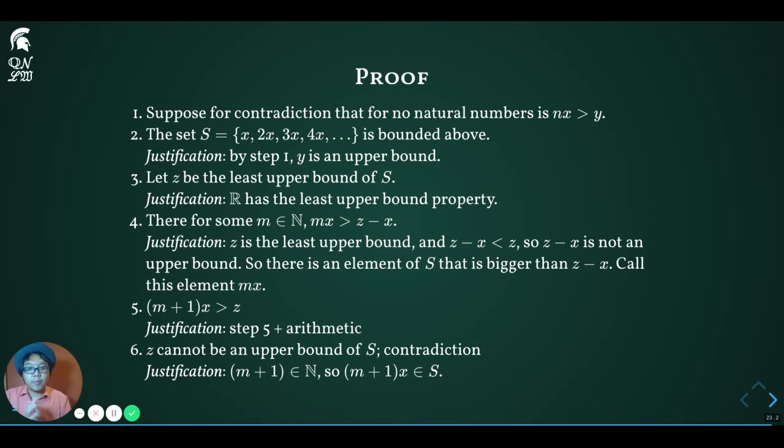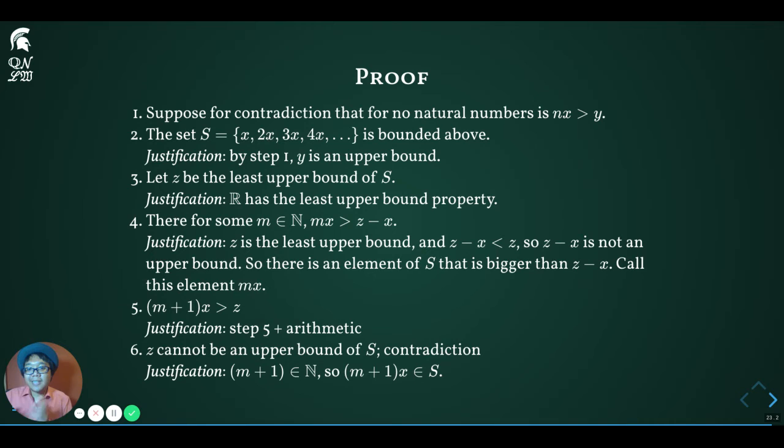Let's talk about the proof. This is again a contradiction proof. Suppose that the conclusion is wrong, that there is in fact no natural number making nx bigger than y. This would mean that for every natural n, n times x is less than or equal to y. So the set of positive integer multiples of x, which we call S, is bounded above by y. Applying the least upper bound property, we can call z the least upper bound.